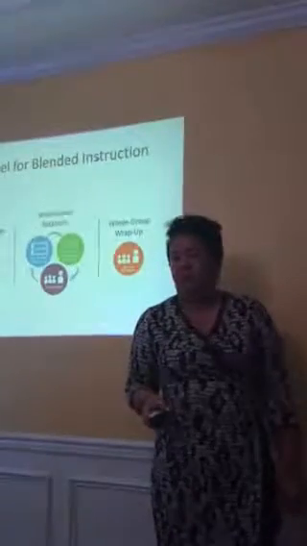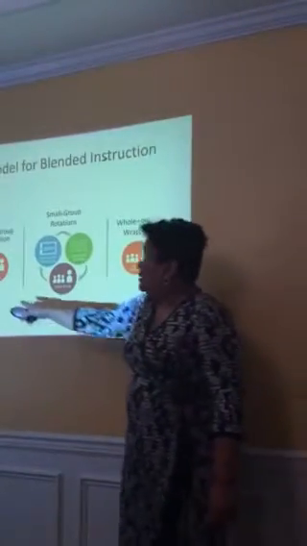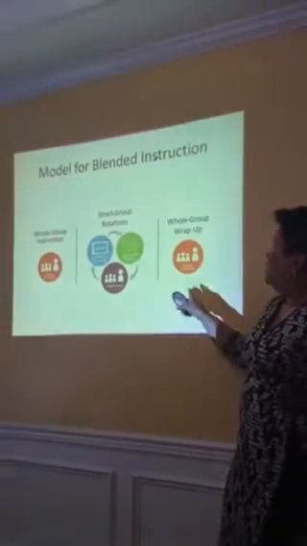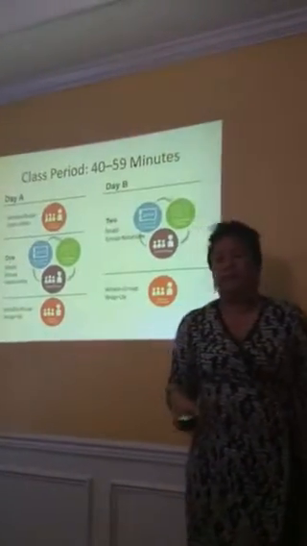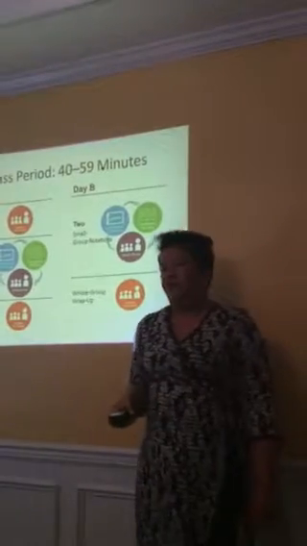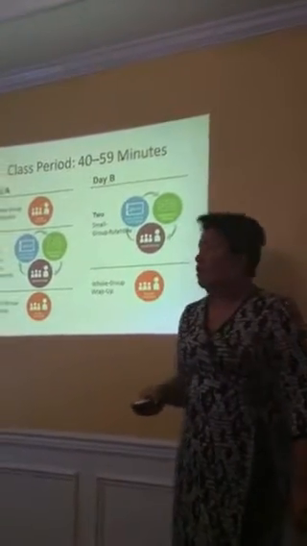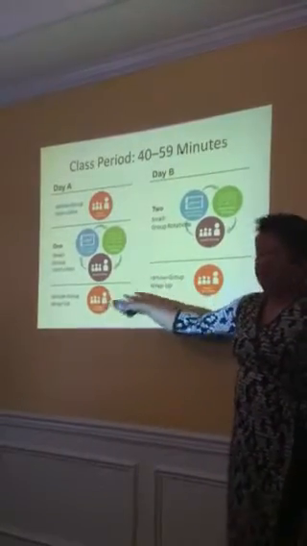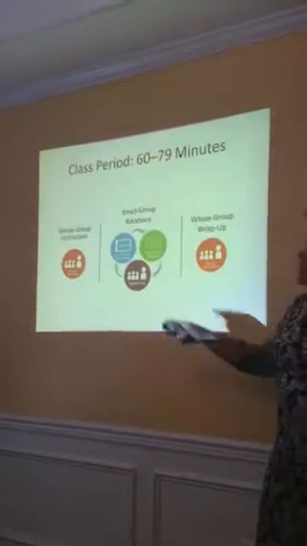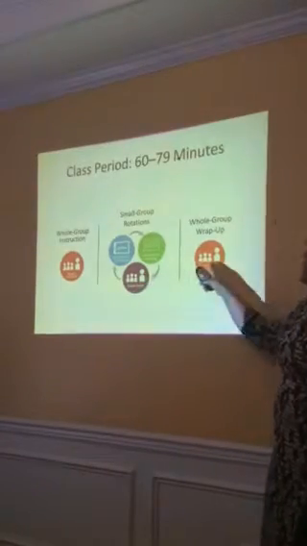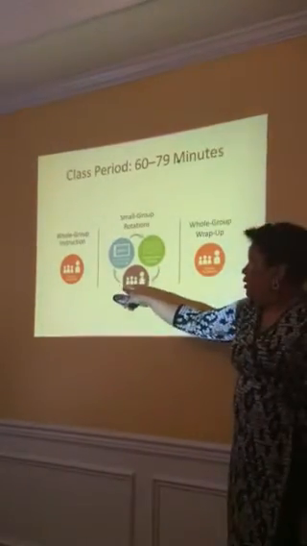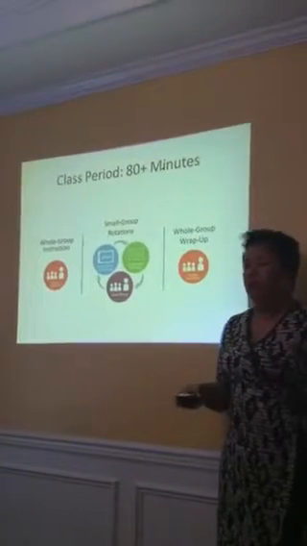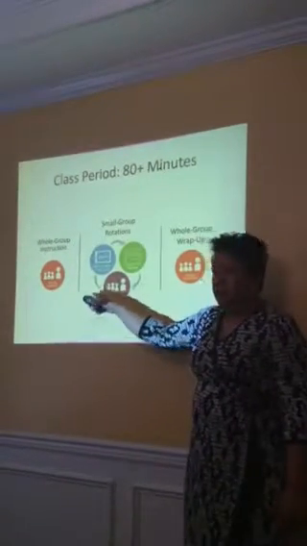Talked about the model for blended instruction: 20 minutes in whole group instruction, 20 minutes in small group rotations, and then 20 minutes in whole group wrap-up. We've also talked about the different class period configurations for when you have a 40 to 59 minute period and you need to take 2 days, when you have a 60 to 79 minute period and you can do all 3 rotations in 1 day, or when you have an 80+ minute period.